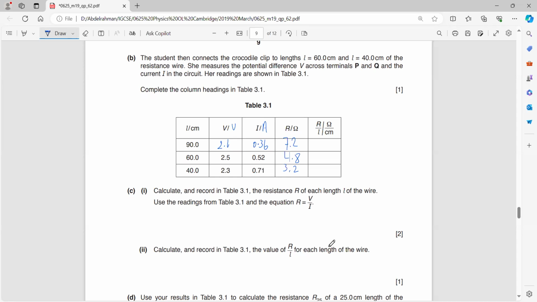Now, can I calculate and record R over L for each length? Yes, I can calculate R over L. 7.2 divided by 90 is 0.080. 4.8 divided by 60 is 0.080. The last one is 3.2 divided by 40, which is 0.080 as well.